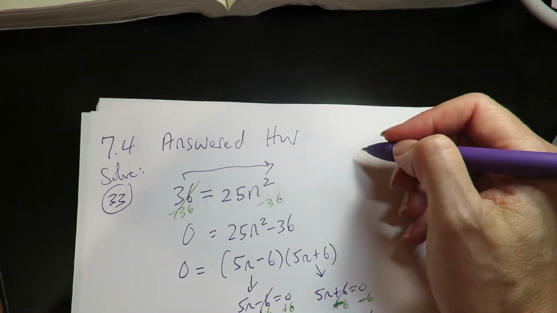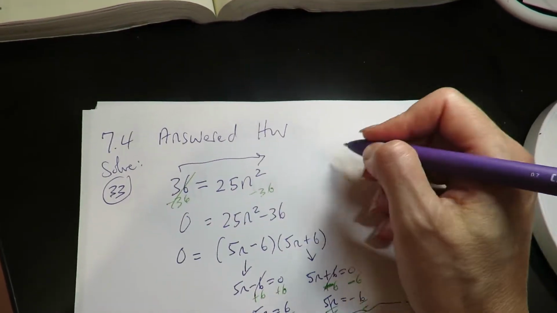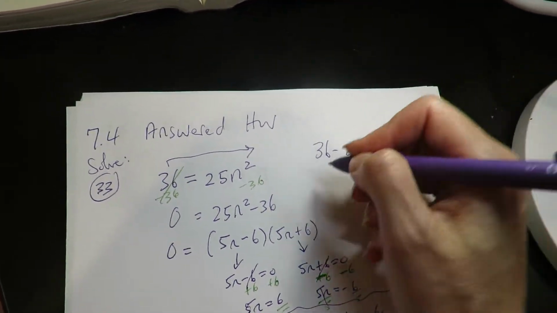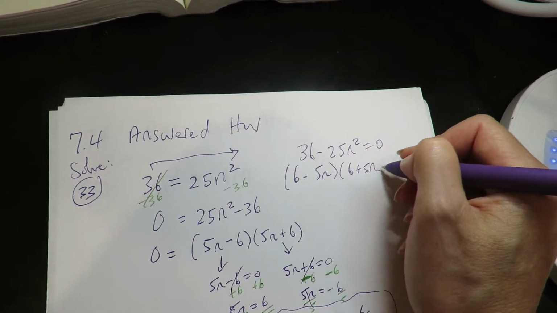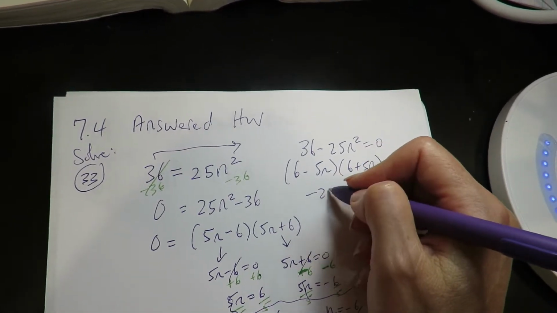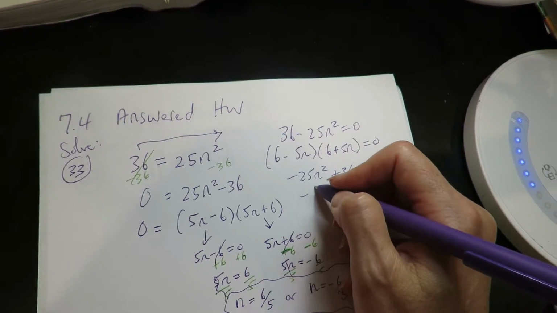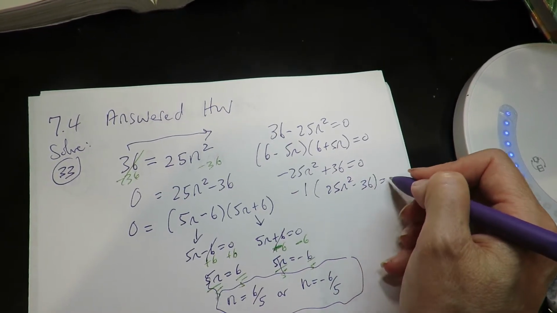Some people will have moved it to the right, like I did. Some people may have moved it to the left. You're going to get the same answer, it just looks a little different when you factor it. So you can factor it like this, or if you wrote it in the opposite way, you would then have to factor out a -1. So it just depends how you formatted it, right?